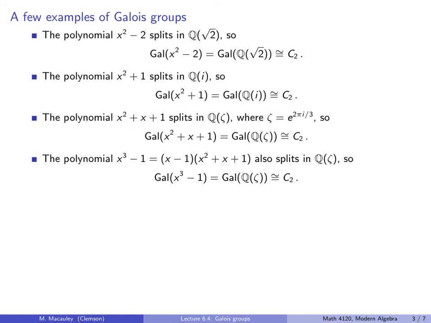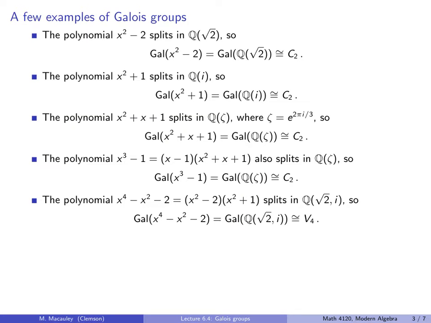Next, the polynomial x cubed minus 1. This factors partially. So it factors, but it doesn't split. So it's x minus 1 times x squared plus x plus 1. So in order for this to split, we have to go into Q adjoined zeta, as in the previous example. So the Galois group of this polynomial is the Galois group of the splitting field, which is the field that we just saw in the previous example. So that also has to be isomorphic to C2.